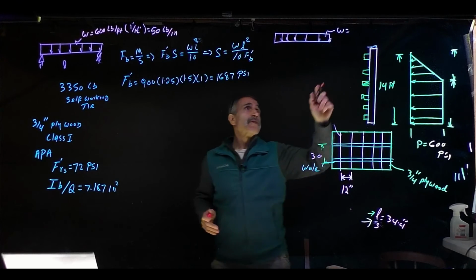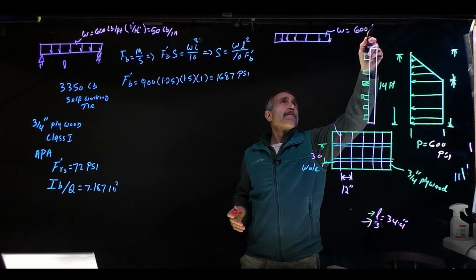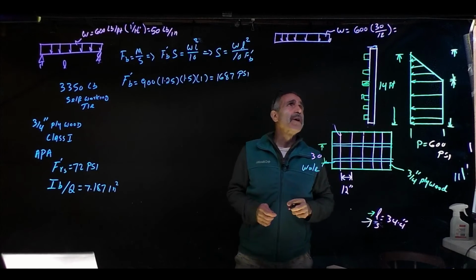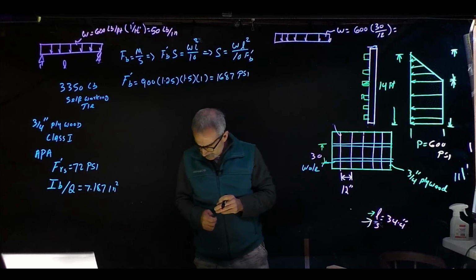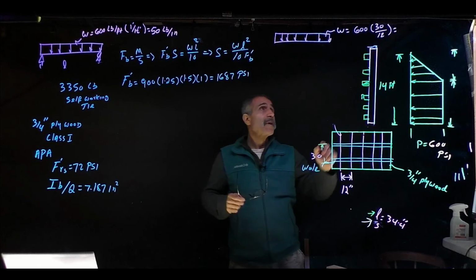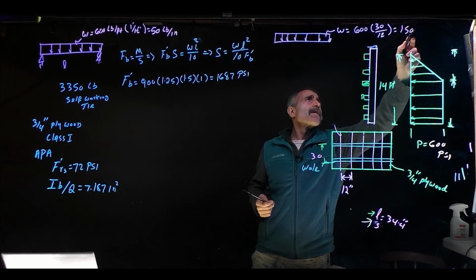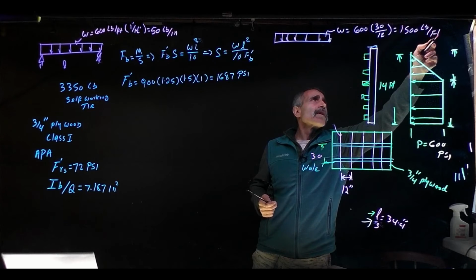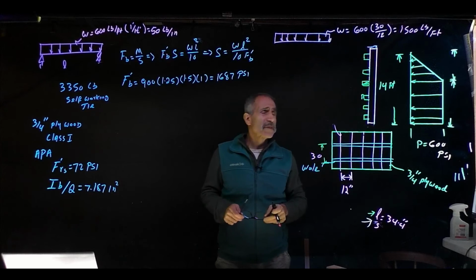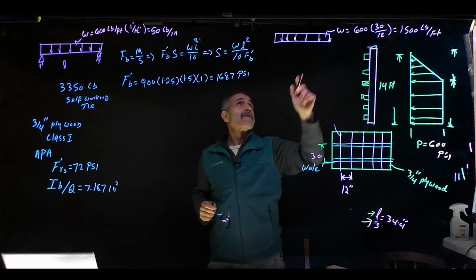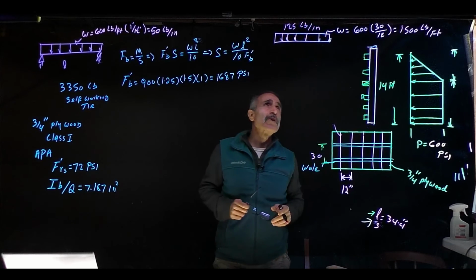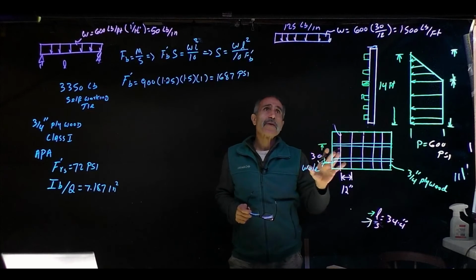So if I take 600 times 30 and make that to a foot, that's going to come out to 1,500 pound per foot, or divided by 12, it's going to come out to 125 pound per inch, which we could use better. So that's the pressure on the whales.